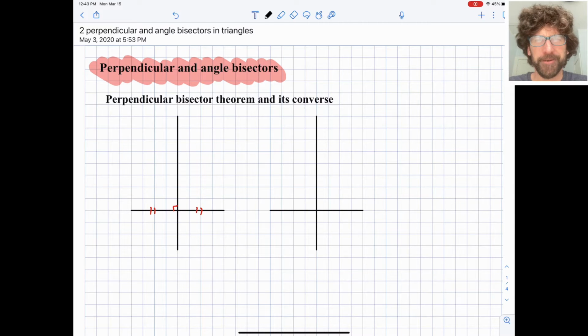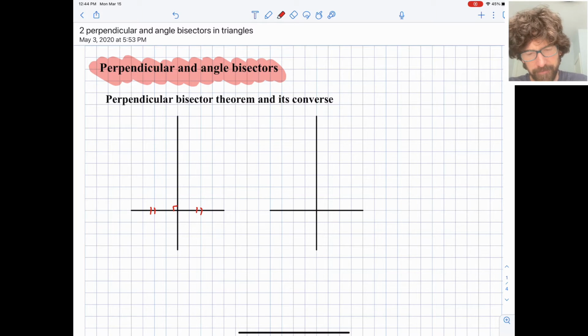All right, this is a video for geometry on perpendicular and angle bisectors. We'll start with perpendicular bisectors, looking at a theorem, do an example or two, and then we'll switch to angle bisectors and do the same. So the perpendicular bisector theorem is pretty powerful, pretty useful, and has some really interesting real-world connections.